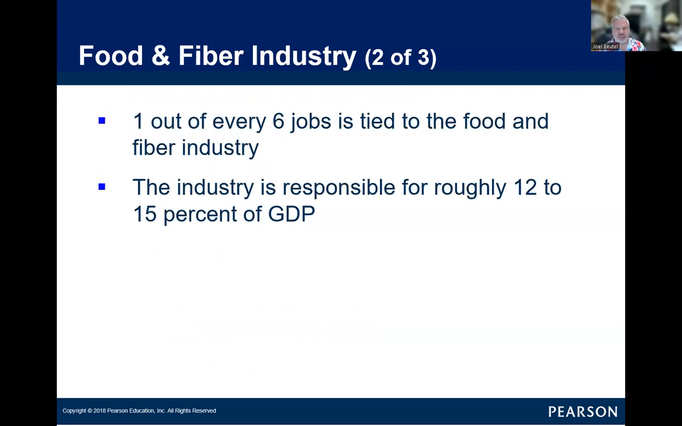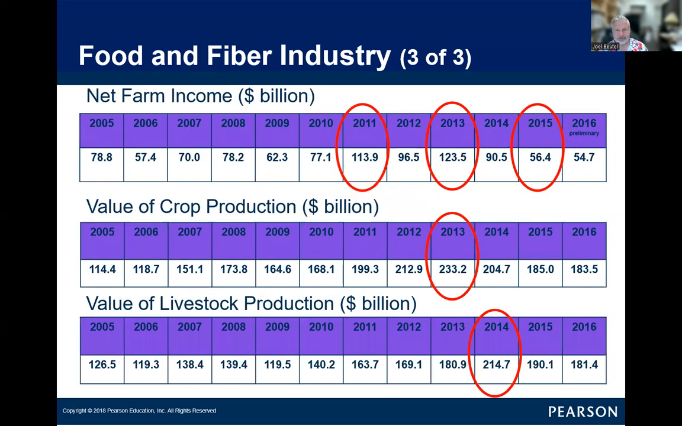One out of every 6 jobs in this country is tied to the food and fiber industry. That's roughly been consistent for a while now, but it used to be a substantially higher number of jobs, right? As we've mechanized farming and farm production, and even the distribution chain, we need fewer workers tied to it. So fewer and fewer workers are involved in the food and fiber industry over time than was historically needed. But for a while now, we've been pretty steady state, really since the 70s. The industry is responsible for roughly 12 to 15% of GDP. That's been pretty consistent over time as well.